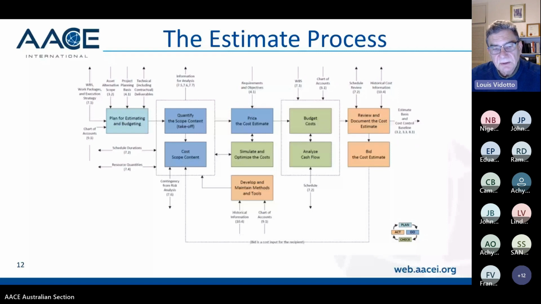price the cost estimate, simulate and optimize the costs if you have to, getting back to what the owner can afford, develop and maintain methods and tools. And then you get into budget cost, analyze cash flow, review and document the cost estimate. And then when you get into project execution, you start to bid the cost estimate, awarding scopes of work into procurement and contracts. And again, there's a myriad of ways of doing that, letting contractors buy all the equipment, some of the equipment, or all of the equipment, or some of the materials, or all of the materials. So again, that execution strategy for your project determines how that's actually built into the estimate.